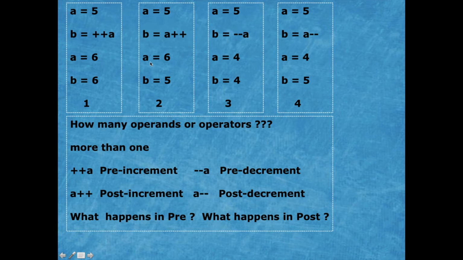Please observe that in both these examples the final value of A is same. A has to increase whether it is pre-increment or post-increment. But the final value of B is different. The value of B depends on when A is incremented. If A increments first, then B gets new value. If A increments later, then B gets old value. I hope you have understood this. The same concept is applicable for decrement operator also. Okay, so now let's move ahead.